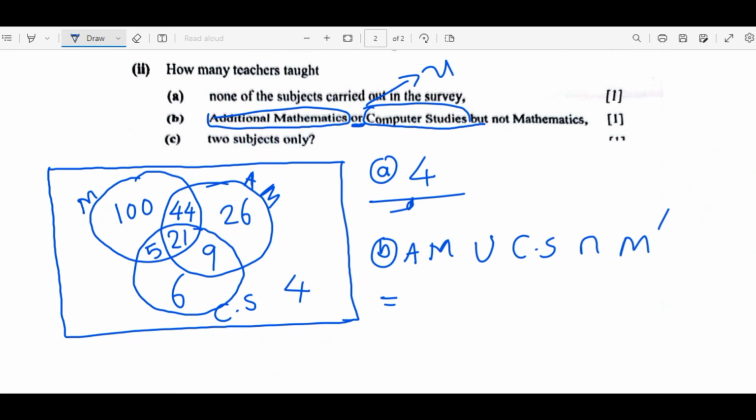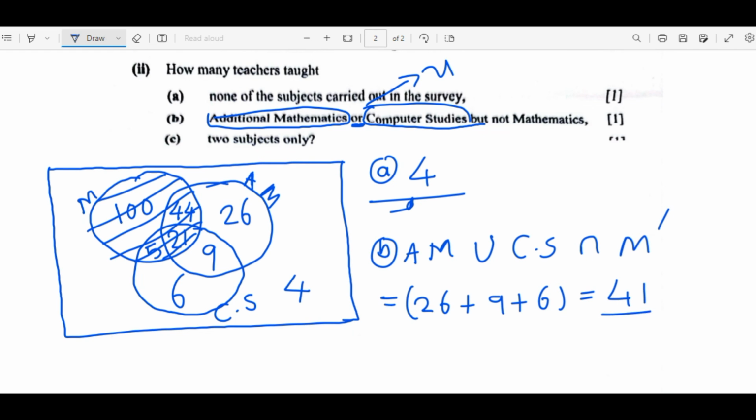So that's the concept here. So under addition mathematics, we have numbers like 40, 44, 26, 29 and 21 and 9. Then computer studies we have 5. So the key point is we don't have to include anything that is in maths. So the remaining part is now what we are looking for. So we have 26 plus 9 plus 6. So 26 plus 9 will give us 35 plus this one is 41.